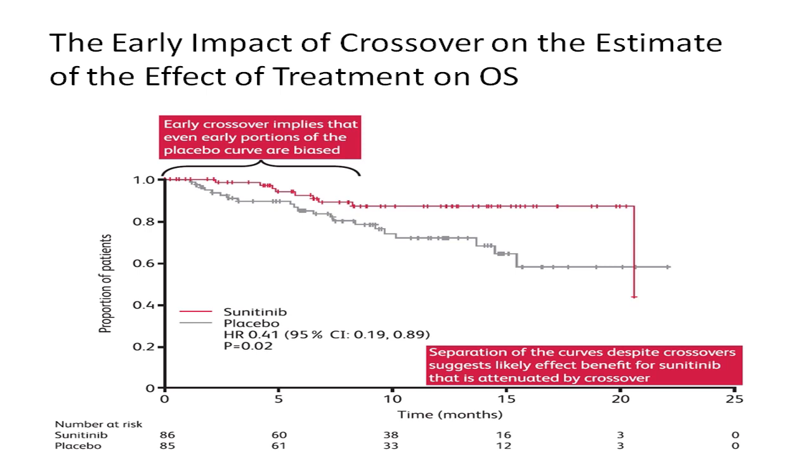Therefore, when you examine the overall survival patterns in the two groups, even though there is a clear separation and there is a survival benefit apparent for sunitinib even early on in the trial, there's reason to suspect that that difference is attenuated and it's potentially larger than it would have been had no crossover occurred in the trial.